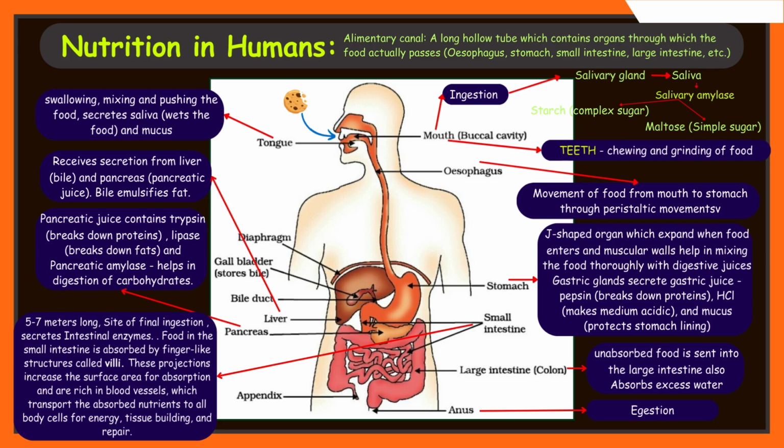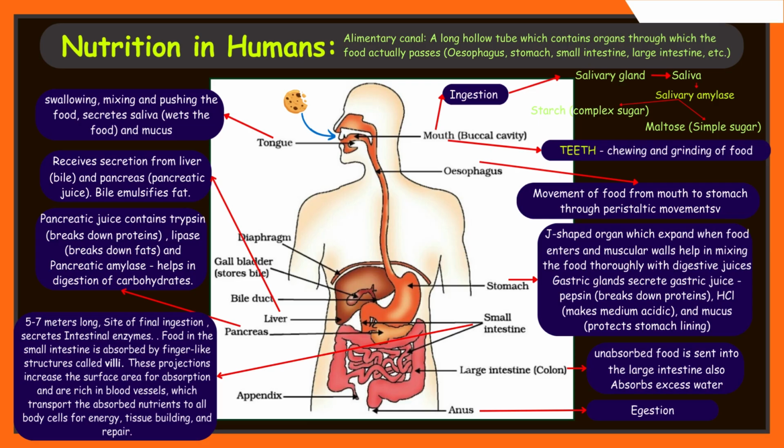In the stomach, digestive juices are secreted which contain pepsin to break down proteins, hydrochloric acid to create an acidic environment for the enzymes to work, and mucus to protect the stomach lining from being damaged by the acid. The food is churned and partially digested here before moving into the small intestine. In the small intestine, digestion is completed.